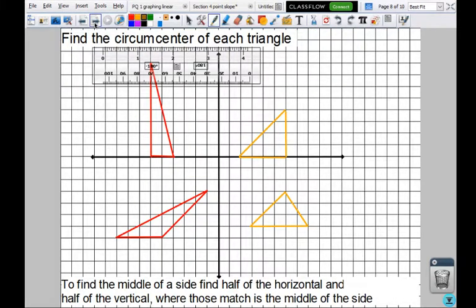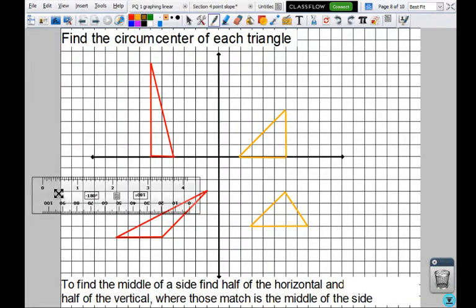So let's start with this red triangle up here on the top left. So to start with, I need to pick a side and find the middle of it. I'm going to pick this bottom one because it's pretty easy. The whole thing is 2, which means the middle is right there at 1.